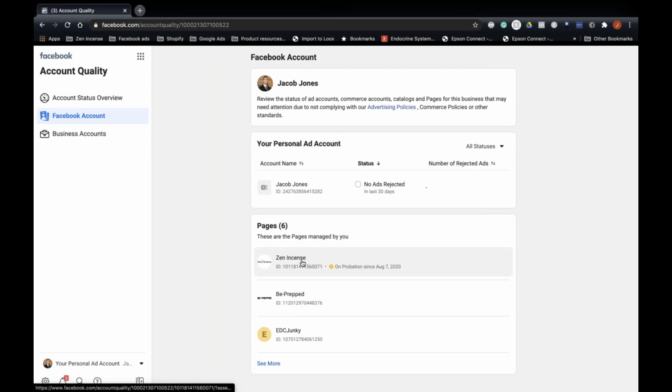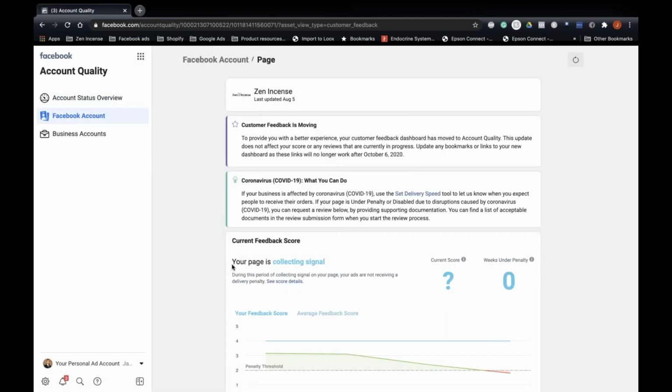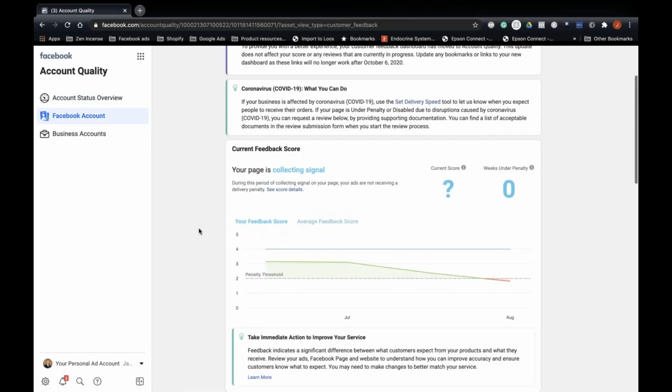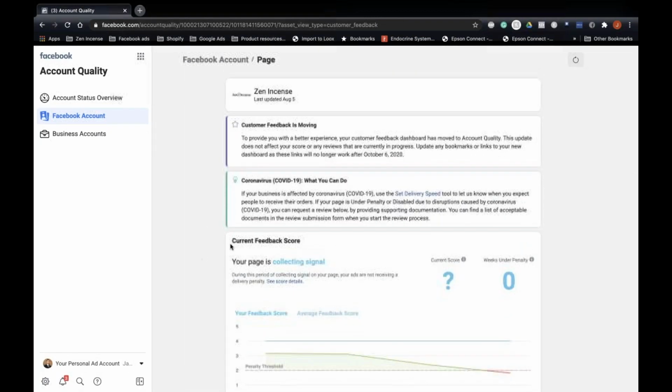If you knew what this, it says collecting signal. I've just never seen that. So I would assume they're just quizzing people right now. They're waiting for data. Yeah.